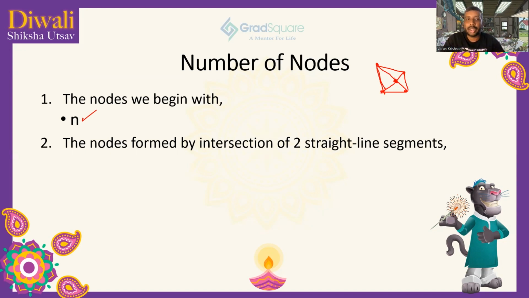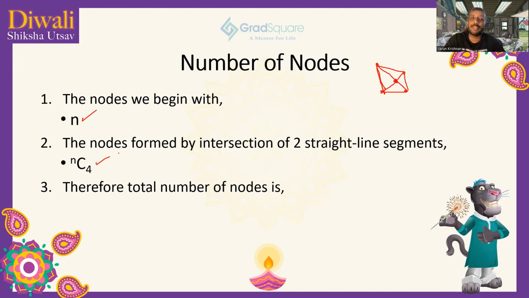If this is clear, then we should know that the number of quadrilaterals that I can form using n non-collinear points will be NC4. So these NC4 quadrilaterals will have NC4 more nodes, which means that n plus NC4 will become the total number of nodes in our question. So this will be equal to n. So the value of n we have already calculated.